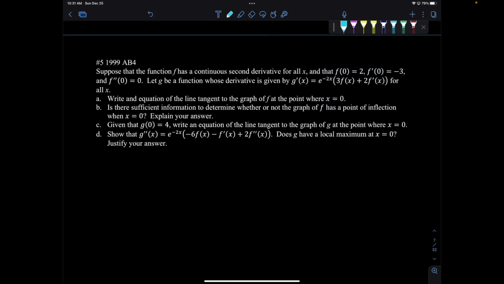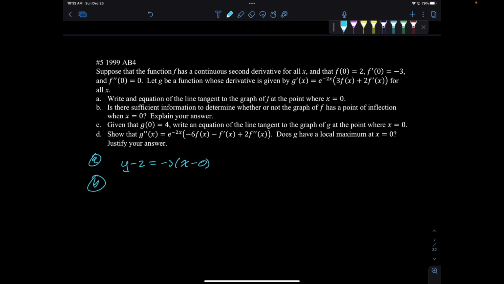Tangent line to f. I don't know, this question feels unrelated to this unit, but it's going to be, what is f? So y minus 2 is f prime of 0 times x minus 0. There we go, 3 points.